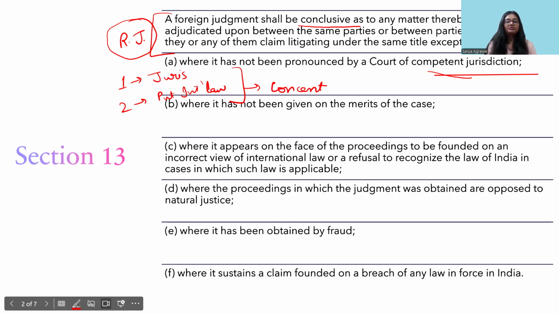Second is if it has not been given on the merits of the case. We already know that if a decision is not given on the merits of a case, it is not considered a valid judgment and it can be challenged, and it will never bar another case on the same cause of action because it was not heard and decided on the merits. So if the merits of the case, that means the cause of action and the evidence to prove or disprove it, have not been considered by the court, then the decision will not be valid and the same case can be brought in Indian courts as well.